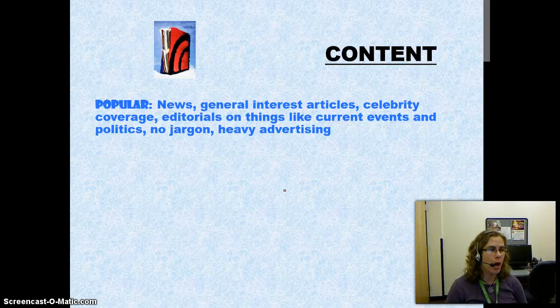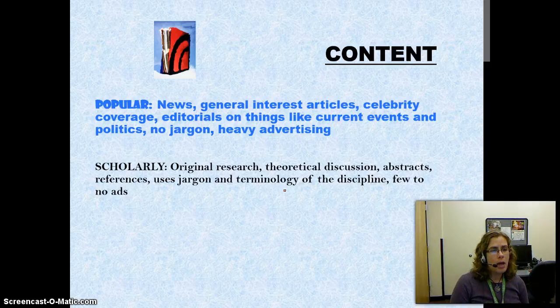A scholarly publication is going to contain original research, the research studies that are done by professors and researchers. You may also see theoretical discussion, abstracts, references at the end of each article, and a scholarly publication is going to tend to use the jargon or the terminology of their discipline.